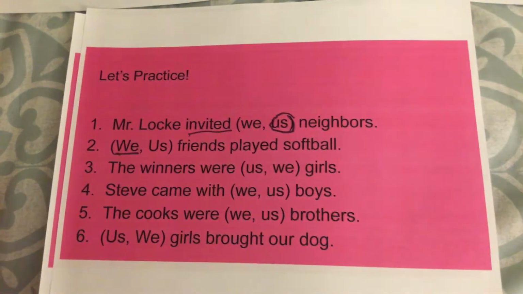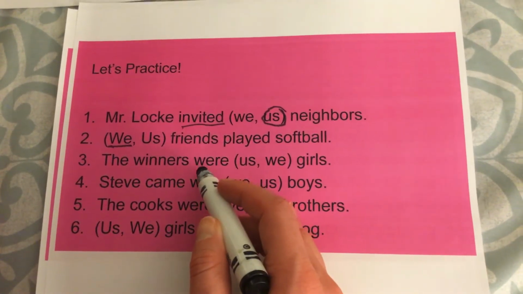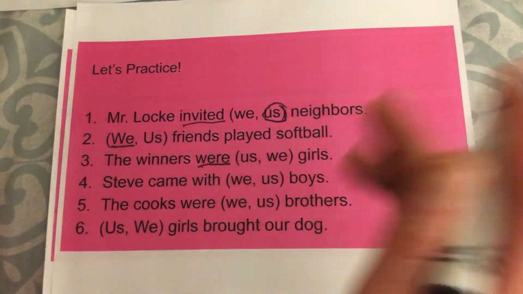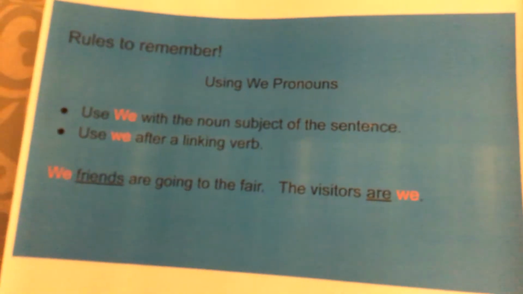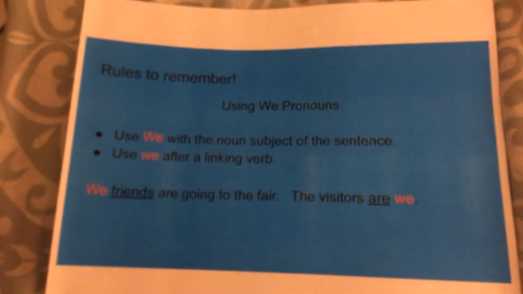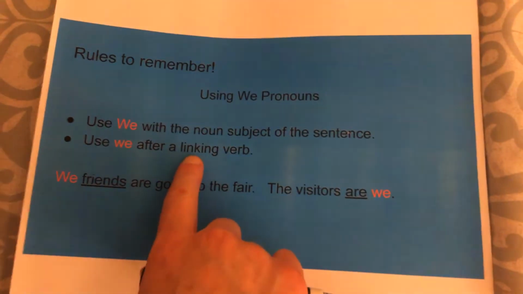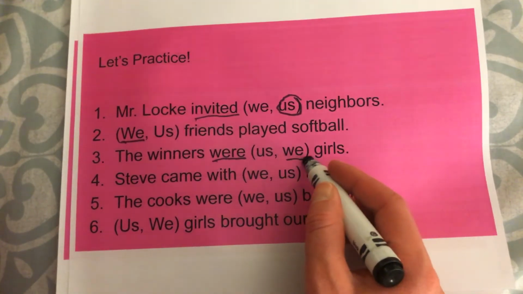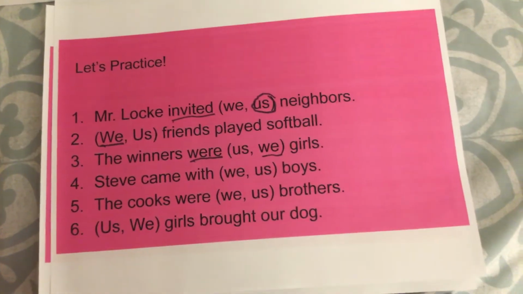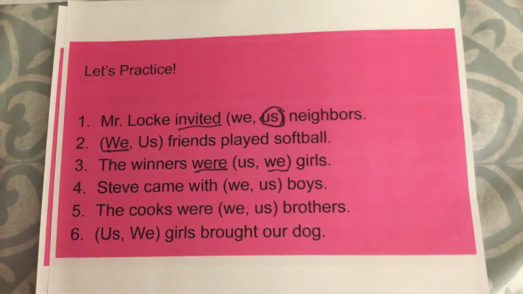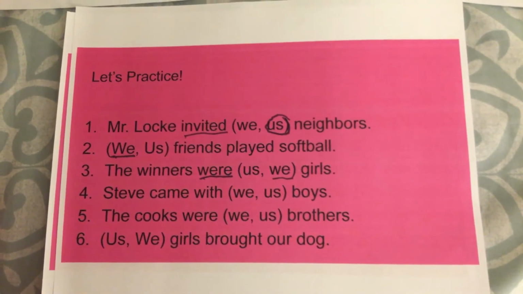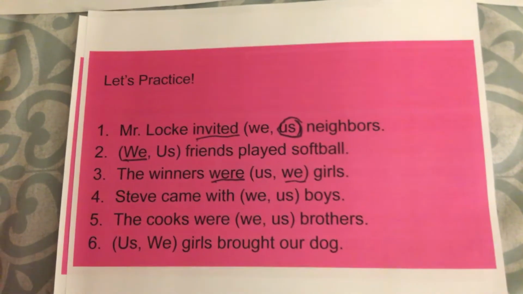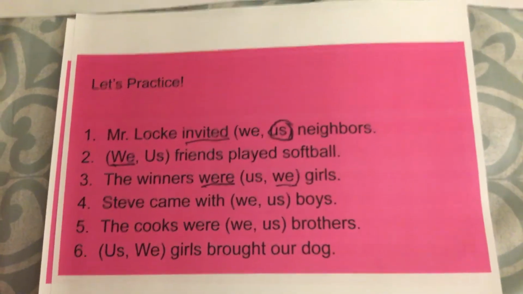The winners were. Okay, so I have a verb here. And that is a linking verb. We use we after a linking verb. So for this one, I have to say we. The winners were we girls. I can read that backwards by saying we were the winners if I take out girls. So you always want to check your work on these.